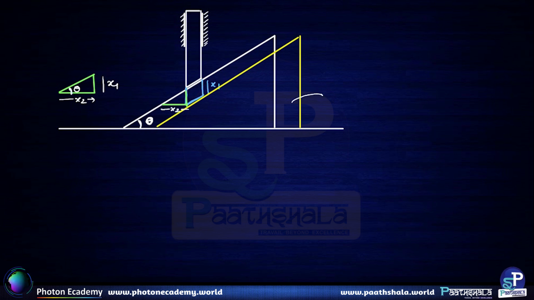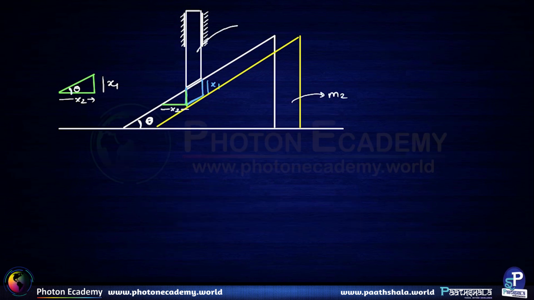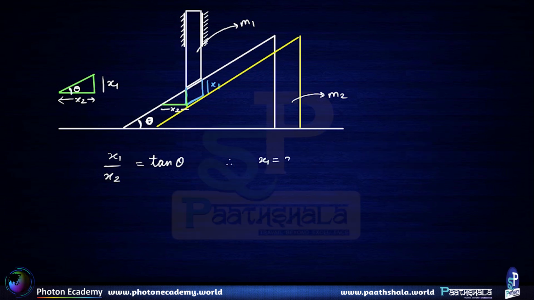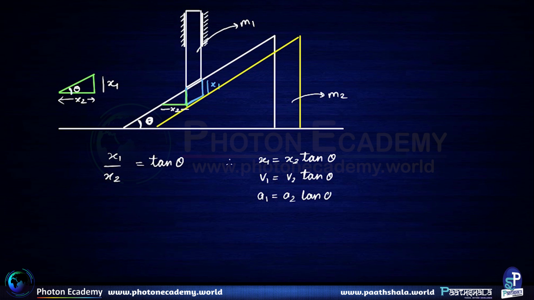So this wedge has the mass m2, this guy has the mass m1. Again we can write down the constraint motion relationship as x1 upon x2 is equal to tan theta. Therefore x1 is equal to x2 tan theta. V1 is going to be equal to V2 tan theta, and A1 is going to be equal to A2 tan theta.